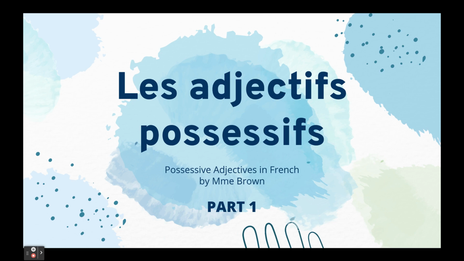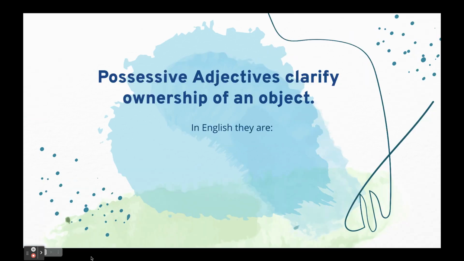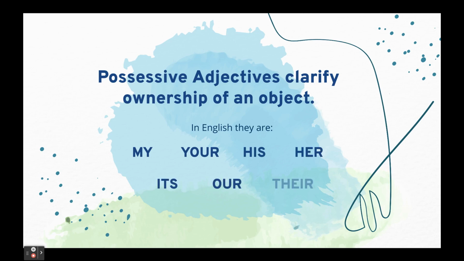So, this is Madam Brown. Today we're going to talk about possessive adjectives en français, of course. This is the first part of 2 videos. Possessive adjectives clarify ownership of an object. So in English, they are my, your, his, her, its, our, and their.